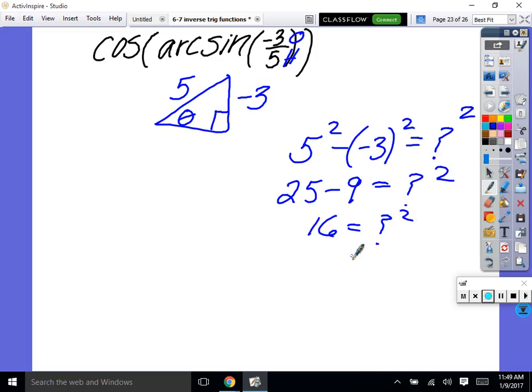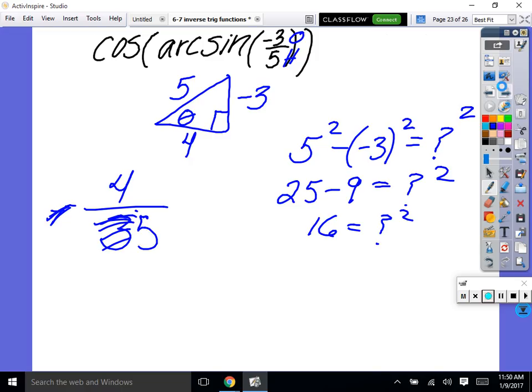So now let's answer the cosine of that angle. Cosine is adjacent over hypotenuse, so our answer would be 4/5, right? Yes, because we did find the cosine. Does that make sense? We're not asking for the inverse or anything. We're just asking for cosine.